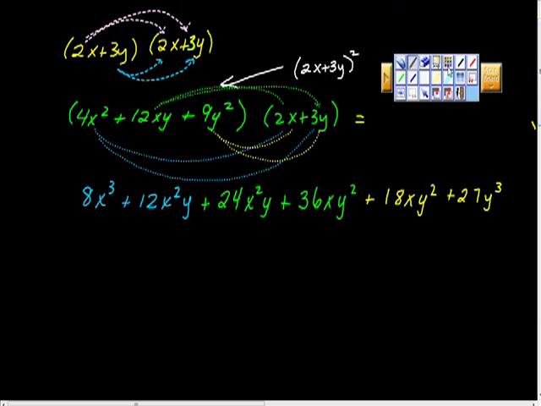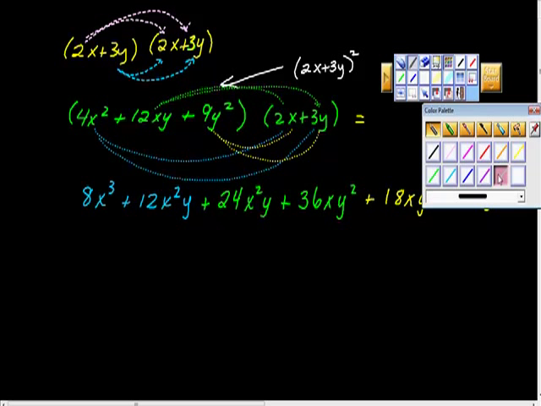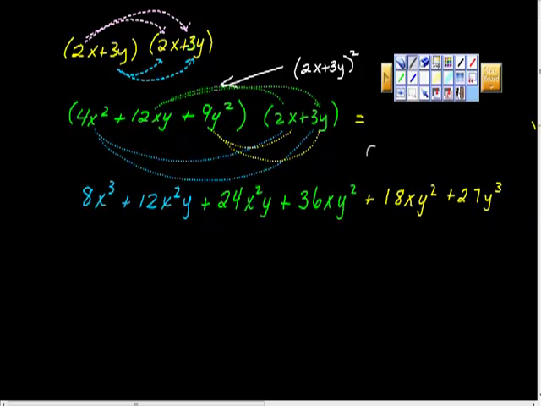Now the same thing as always. What are we going to do next? Yeah, gather like terms. We have x cubed. How many do we have? Any other ones here, anywhere? x cubed. So 8x cubed, plus 27y cubed. Plus what?